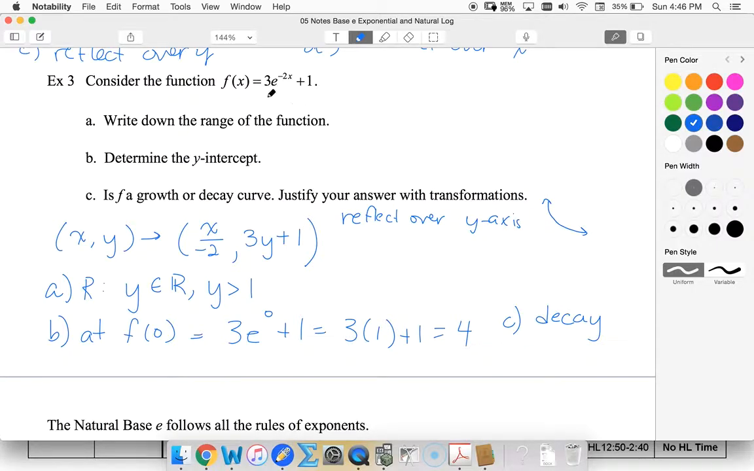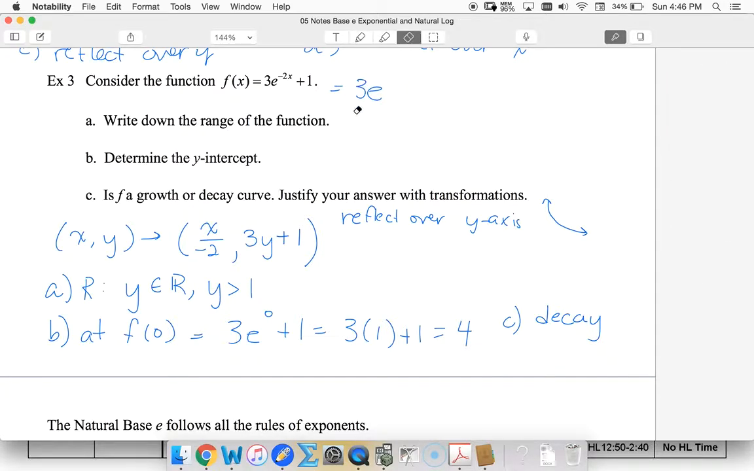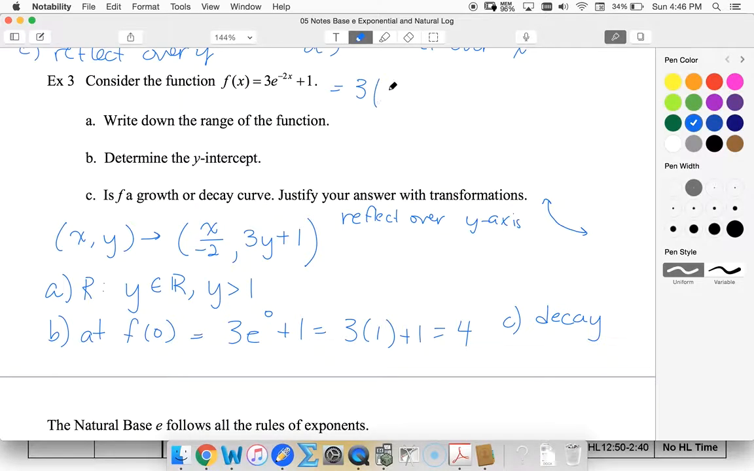But the other thing is that e to the -2x is the same as 3 times e to the -2 to the x power plus 1. That's the same as 3 times 1 over e squared to the x power. So now I've got a fraction raised to the x power. That's also decay. And my plus 1 is still there. So either way, I've got decay happening.